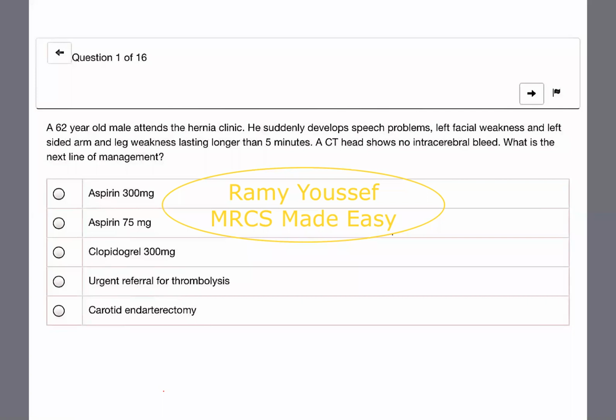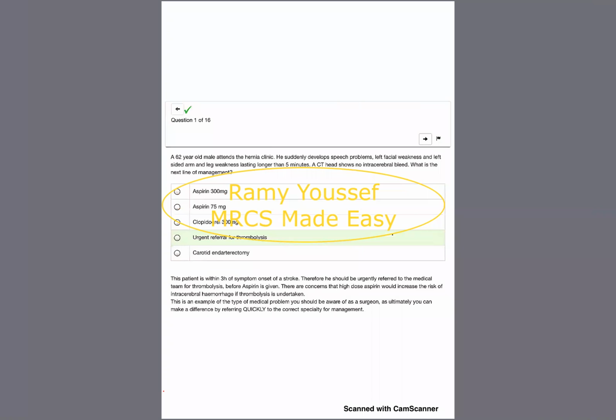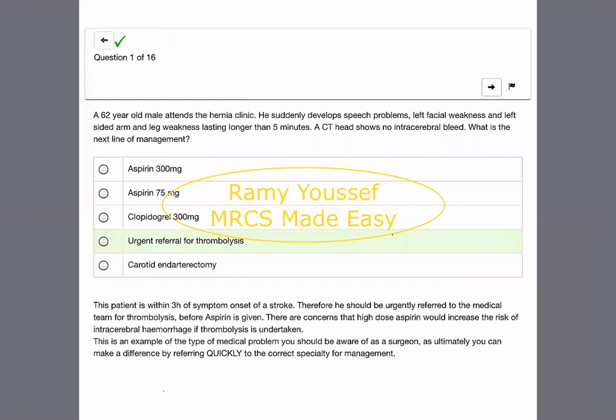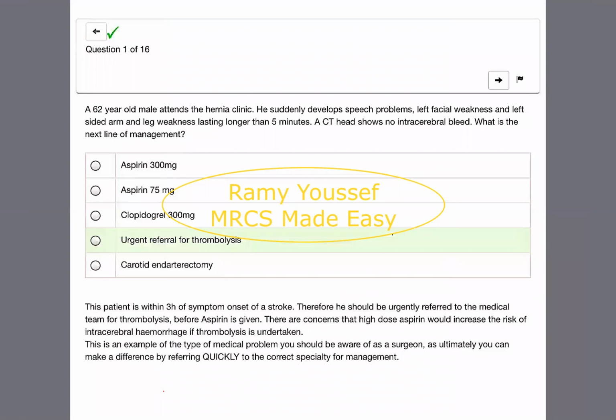If you give aspirin, the problem will increase, yes. But he told you the CT head shows no intracerebral bleed. You're afraid of aspirin, whether aspirin 300 or 75, or clopidogrel, because of any bleeding. If there is any bleeding and you give any blood thinner, you can aggravate the problem. But there is no bleeding here.